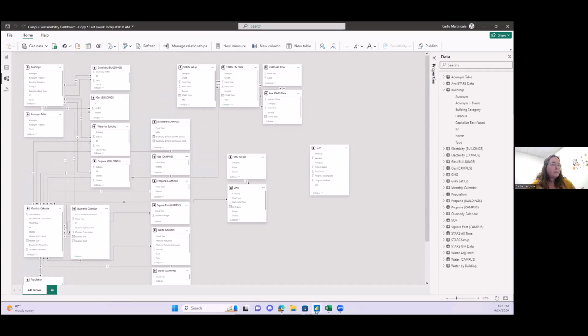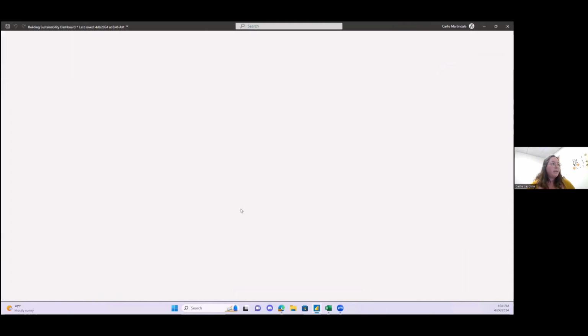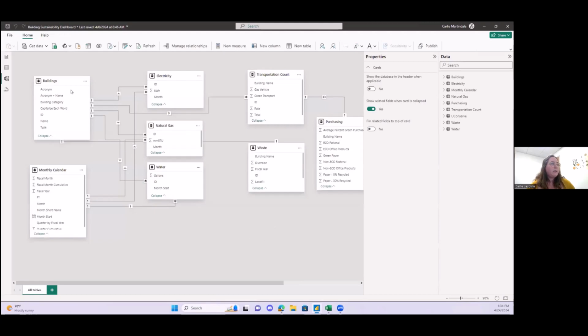When it comes to the building sustainability dashboard, it's much the same situation on the back end here. We have the buildings sheet with the building name and ID that I needed to connect to, the monthly utility reporting, monthly waste reporting, transportation, and purchasing, as well as that same fiscal year, fiscal month calendar.